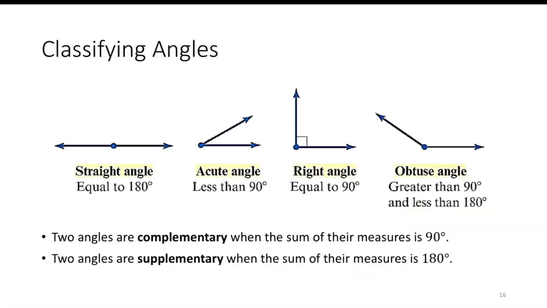In terms of classifying angles, a straight angle is basically like a line, except that we have a point in the middle there. It's like a point where two rays are going in opposite directions. That's a straight angle, and the angle's measure is 180 degrees. An acute angle is one that's less than 90 degrees. A right angle has a measure of 90 degrees, and we'll usually put a little square in the corner to say that that's a right angle. And then obtuse angles are greater than 90 but less than 180.